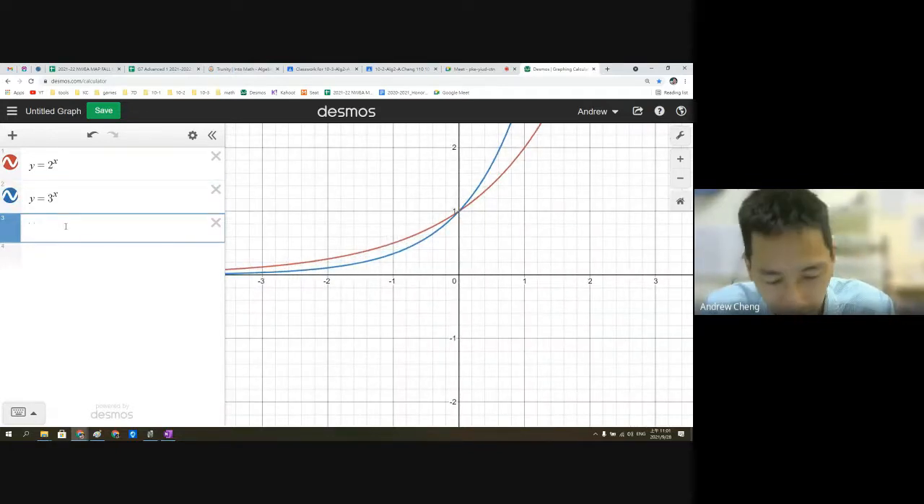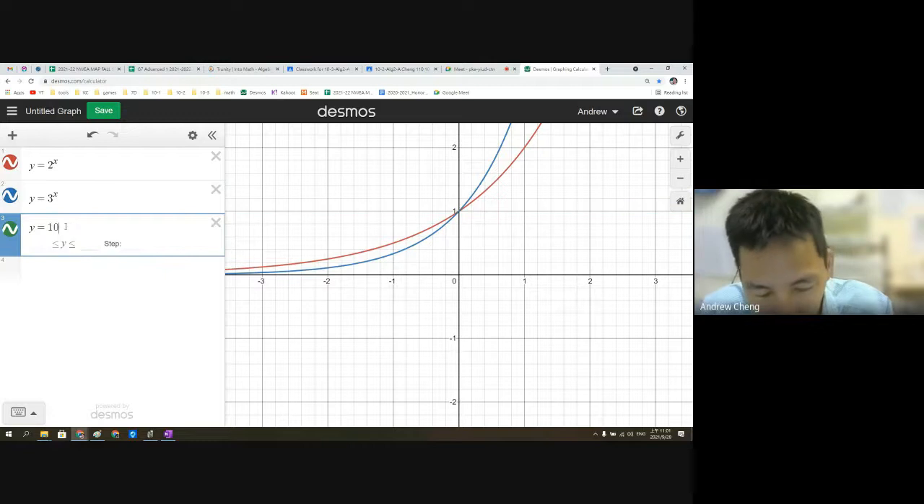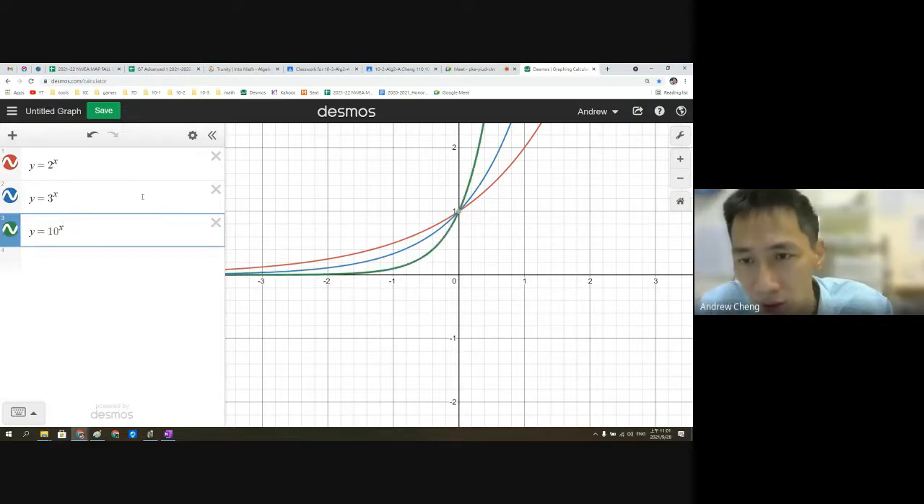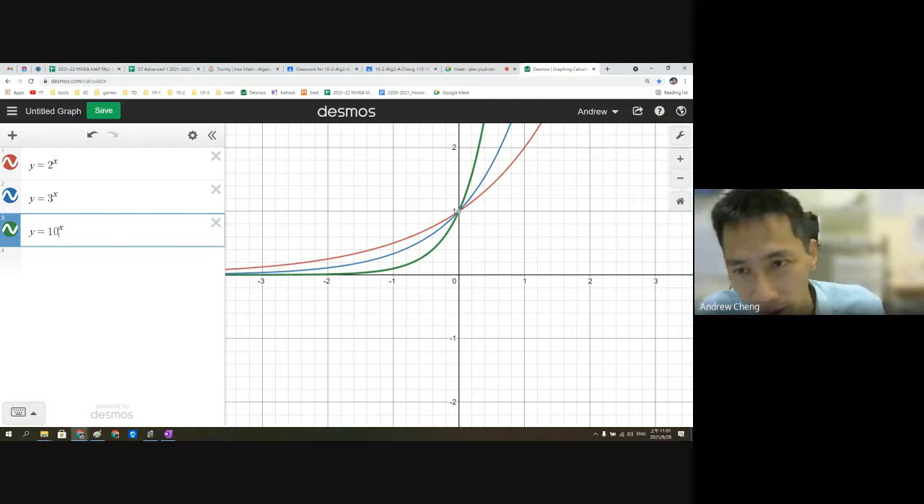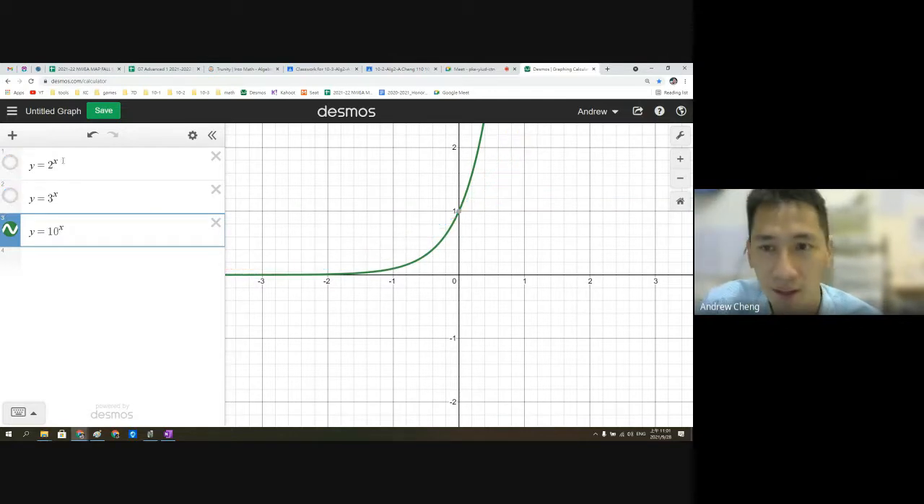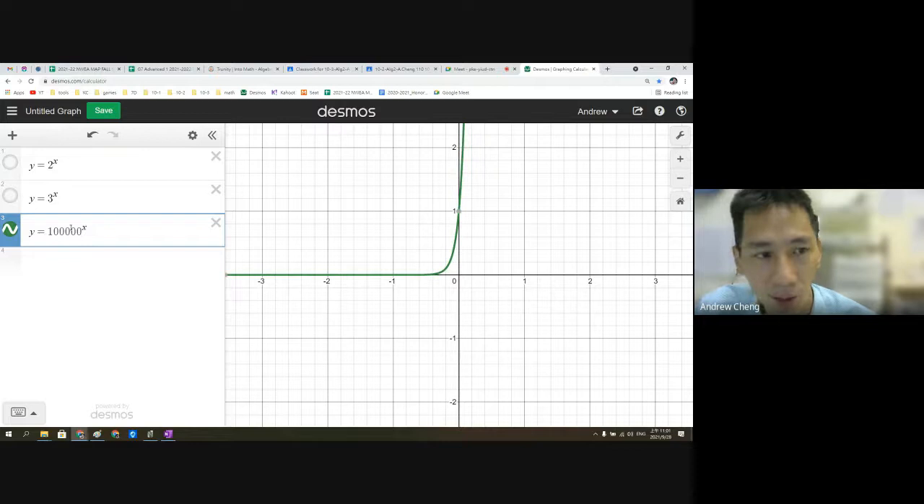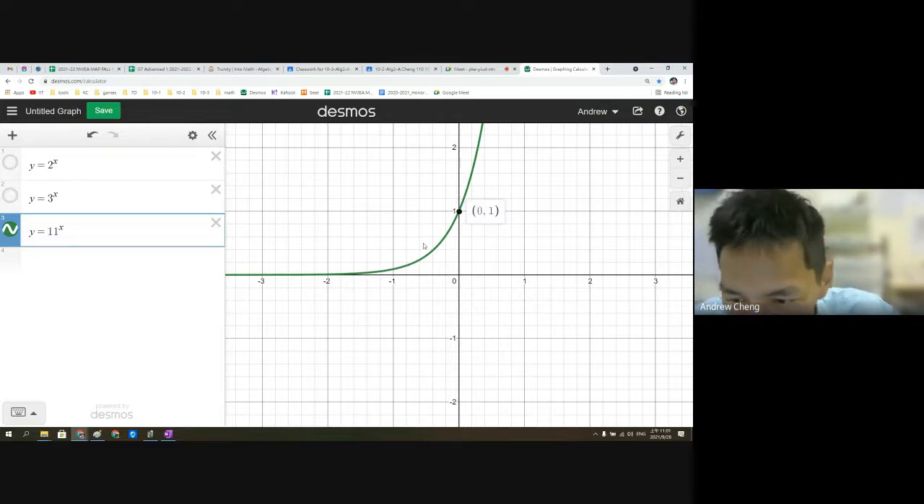I have another function, y equals 10 to the power x. It still goes through this point. Even 100, even 1,000. No matter what, you can see the differences from 1, which is a horizontal line. So maybe this is y equals 10 to the power x, and then 100, and then 1,000. No matter what, you will go through the point (0, 1). But this is when your base is greater than 1.